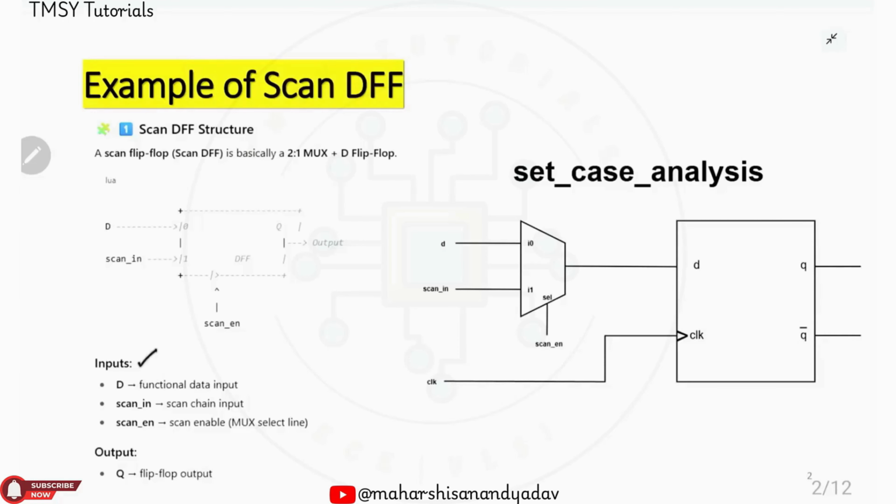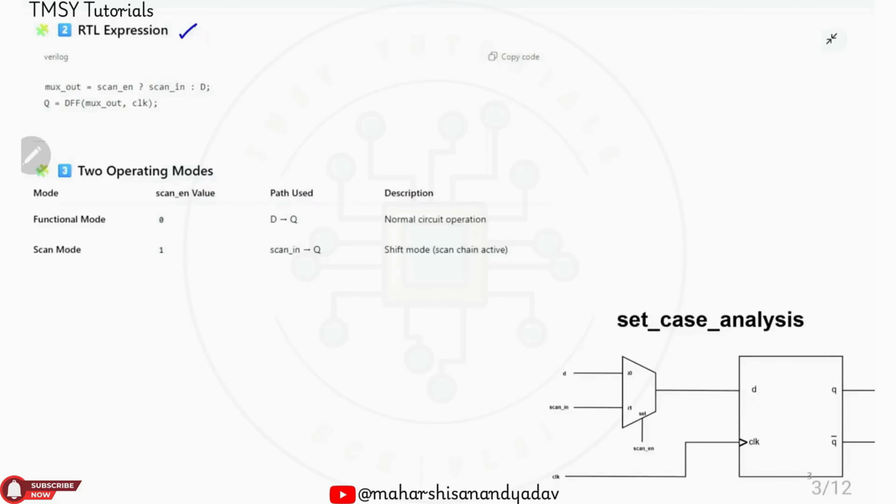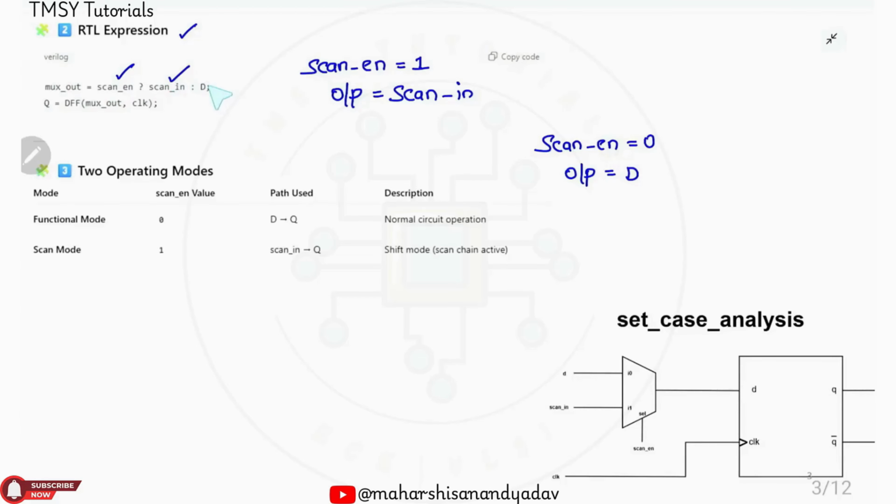Coming to inputs, D is called the functional data input, scan in is called the scan chain input, and scan en stands for scan enable, which is for the multiplexer selection line. Output is taken at the Q pin of the flip-flop. This is the RTL expression for this scan D flip-flop. Whenever scan enable is equal to 1, output will be scan input. Whenever scan enable is equal to 0, output will be D. If not, output will be D.